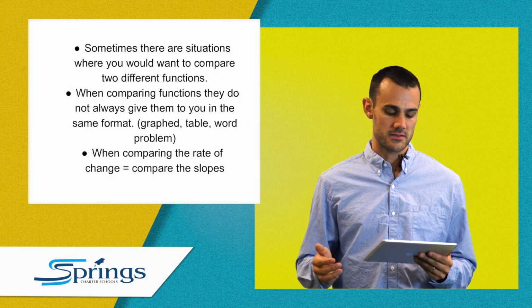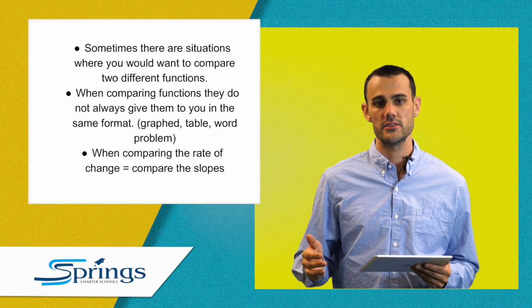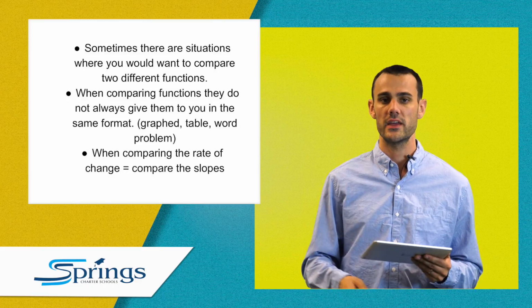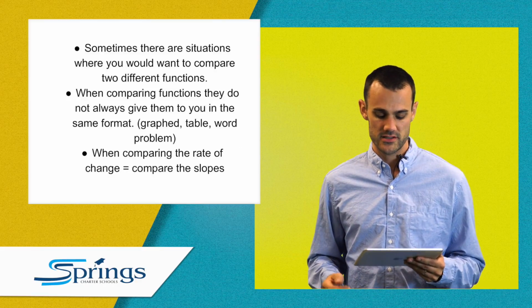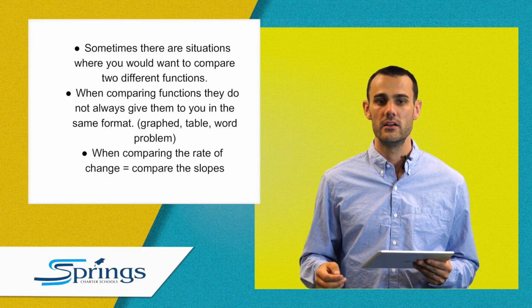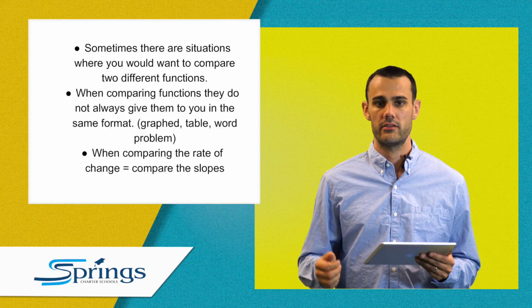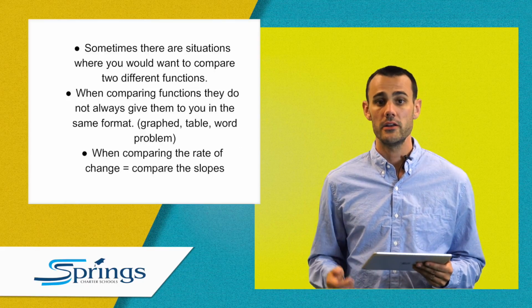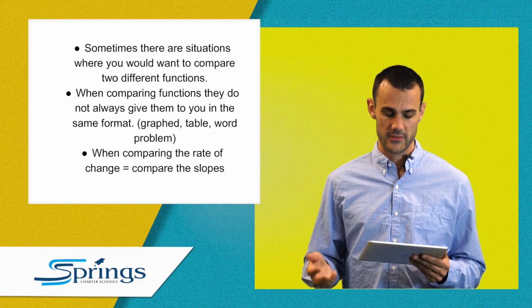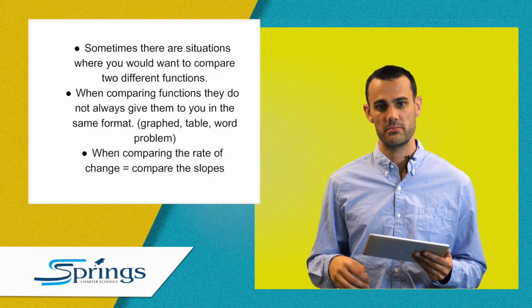Here's a few things we should know when we're thinking about this lesson. Sometimes there are stipulations where you want to compare two different things or two different functions, and we're going to look at that today. When comparing functions, they do not always give them to you in the same format. Sometimes they're going to give them to you in a graph, sometimes you might see them in a table, and you may even see them listed in a word problem. And you're going to have to pull them out and make sure that you're able to compare them.